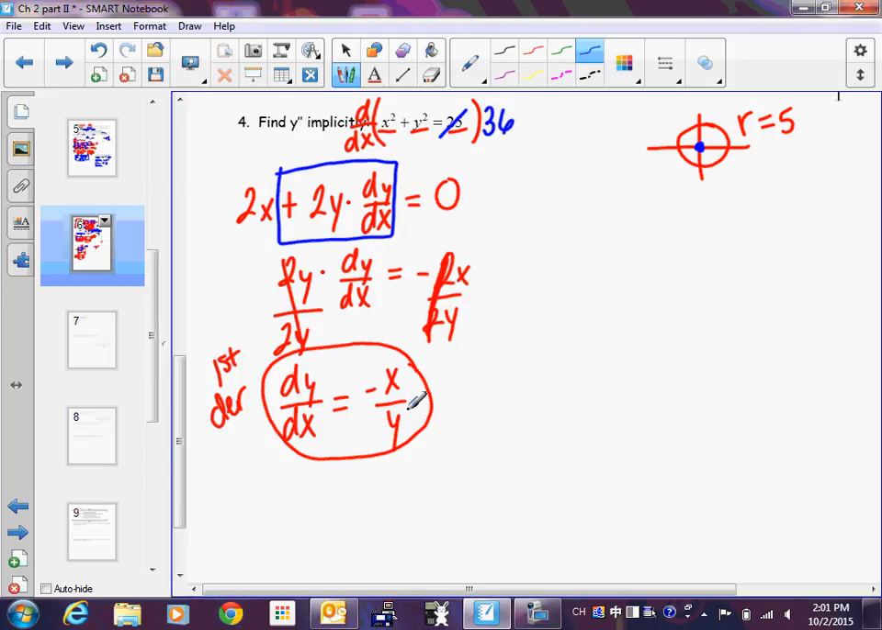That's the first derivative. Okay, I'm going to switch colors up. I'm going to use green here. And I'm going to go ahead and rewrite the answer that we got.